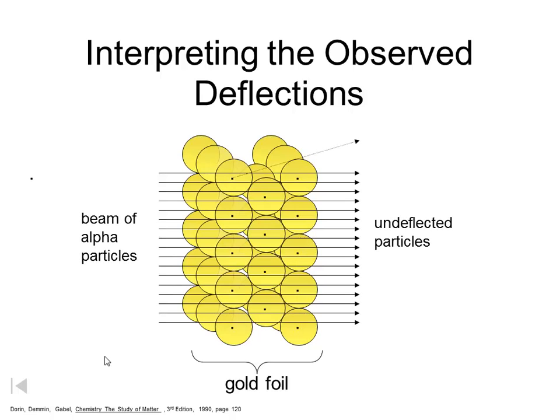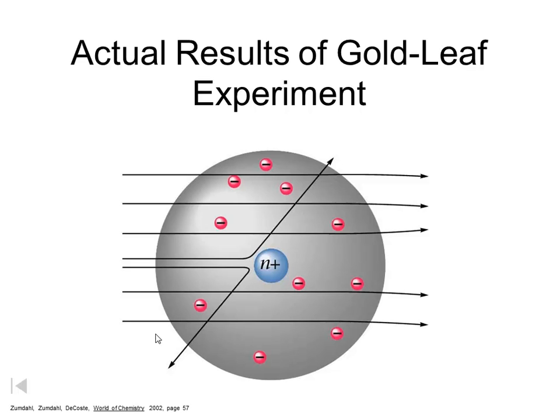But what happened was, most of them did go through. But some of them were bounced back, so they must have hit something very massive and very dense. And that's where we came up with the nuclear model of the atom. So those alpha particles that were bouncing back hit that very dense part of the atom called the nucleus. The nucleus of the atom is very small compared to the overall size of the atom.